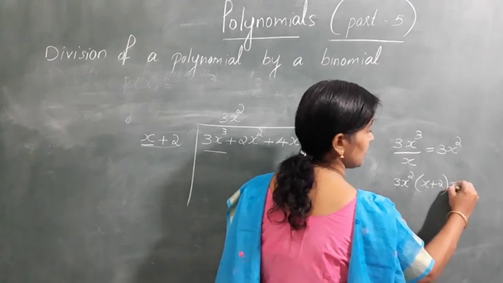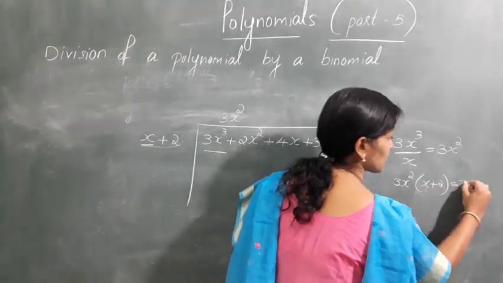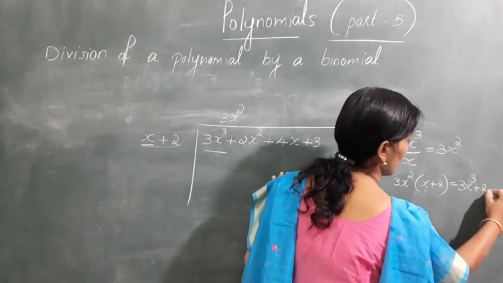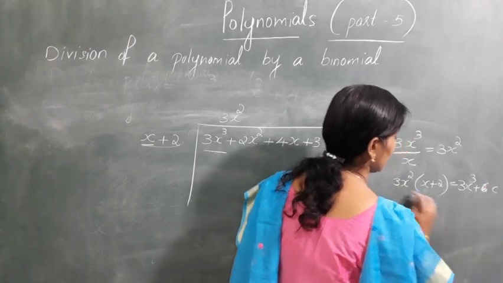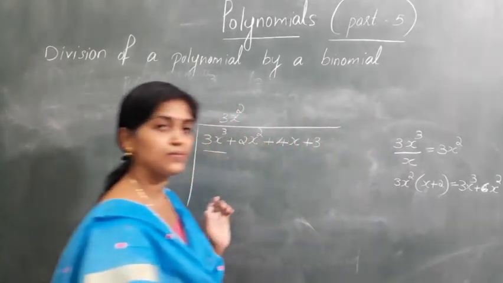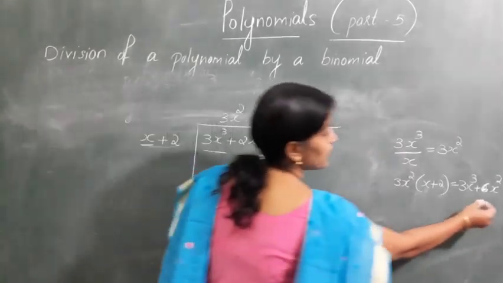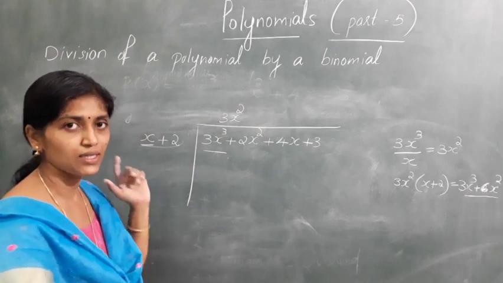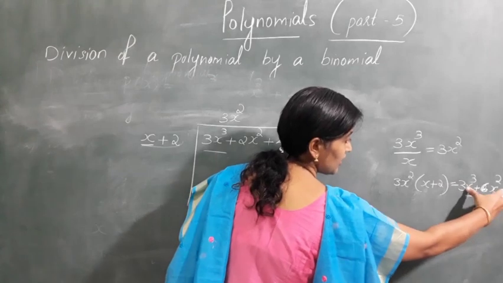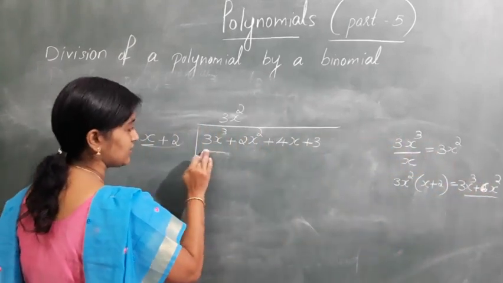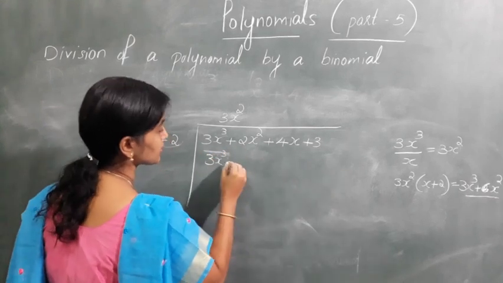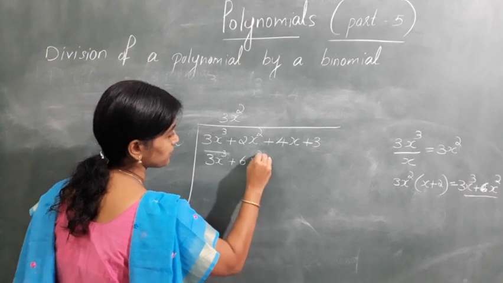What is it? 3x square into x is 3x cubed. 3x square into 2 is plus 6x square. Okay, so we got it as 3x cubed plus 6x square. And next what are we doing? We will write the polynomial here under this, that is 3x cubed plus 6x square.